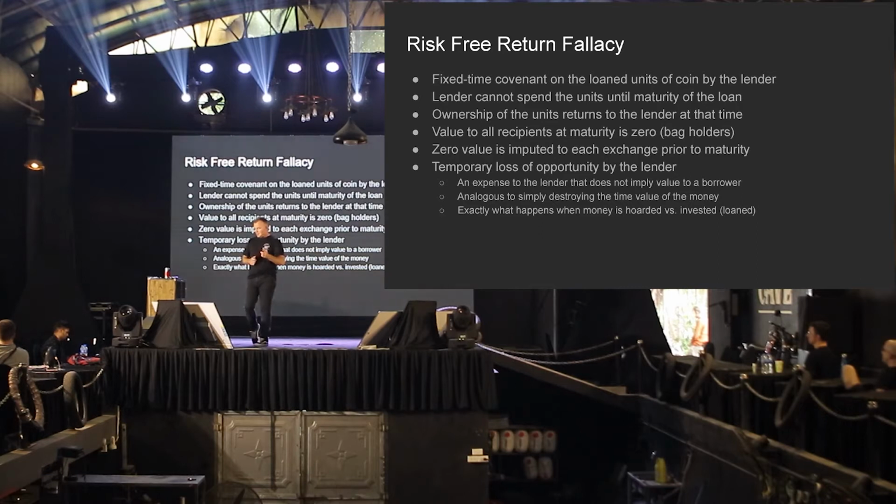So the lender cannot spend the units until the maturity of the loan, right? And the lender can't spend them, maybe the other person has it, and the ownership of the units returns to the lender at the time of the covenant, and value to all recipients at maturity is 0 because it's been returned to the lender.